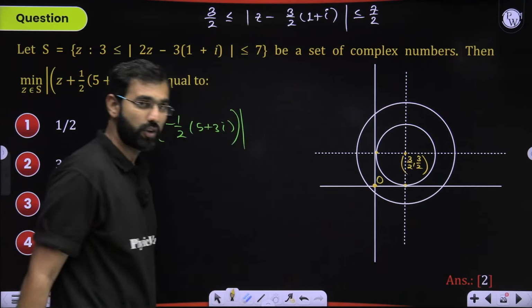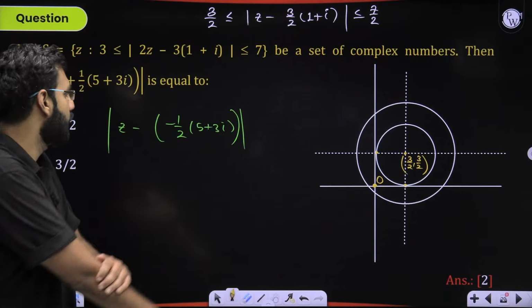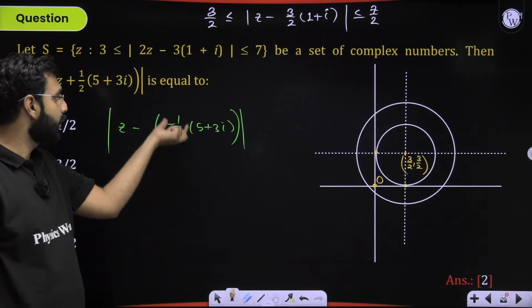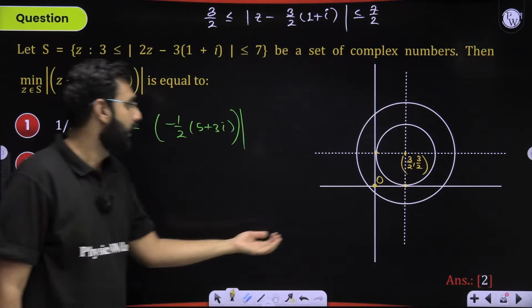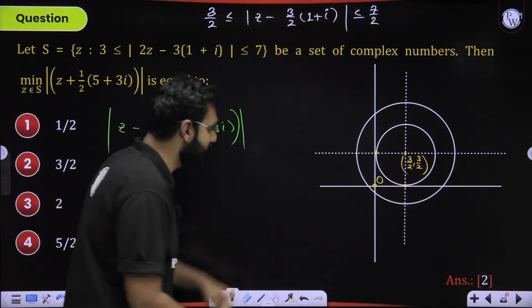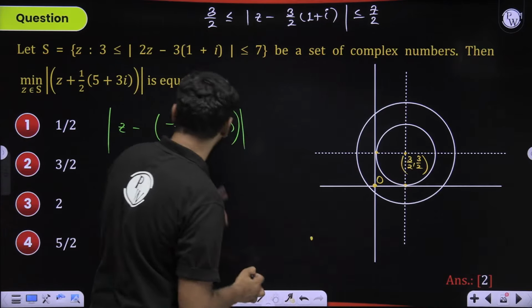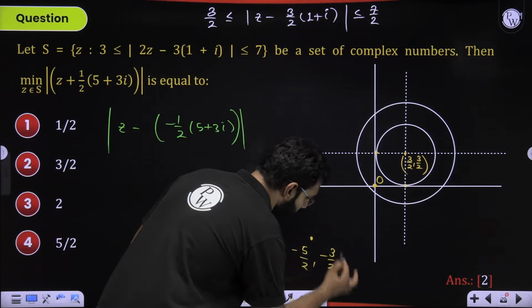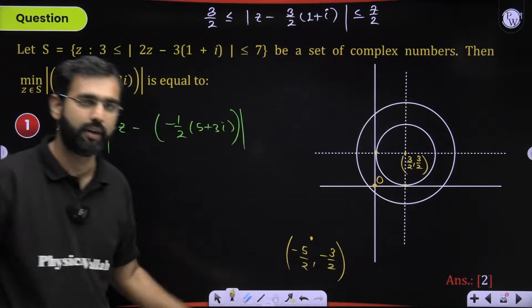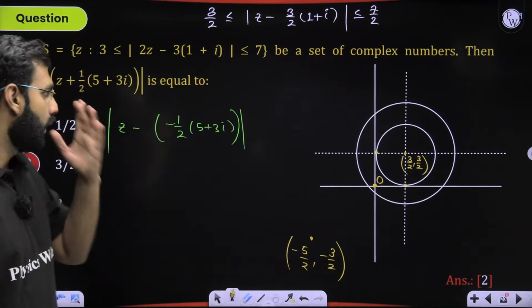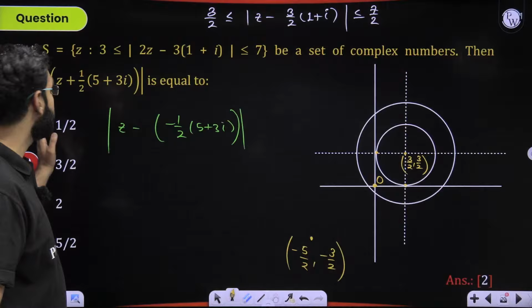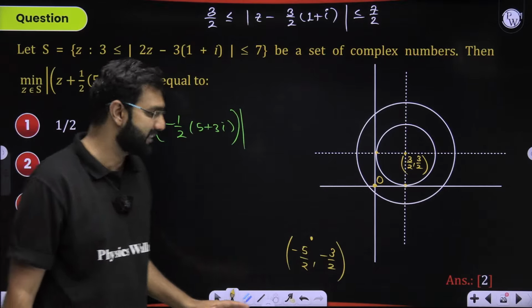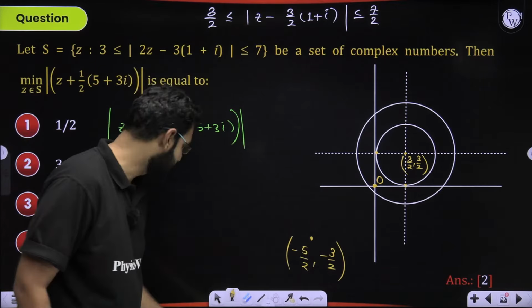Now, why did I draw this origin? To make you understand the scenario clearly: if I want to talk about minus 5 by 2, minus 3 by 2, that is definitely going to be in the third quadrant, somewhere here, so that you get a clearer idea. It was not needed, but if you were confused, this is how you find it. Now, what are we asked? We are asked the minimum value of it. So the minimum distance of this from this annulus, where annulus is what?